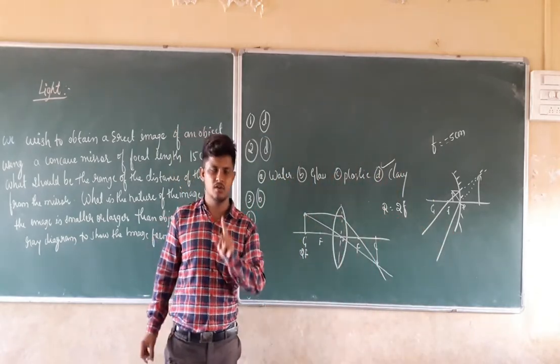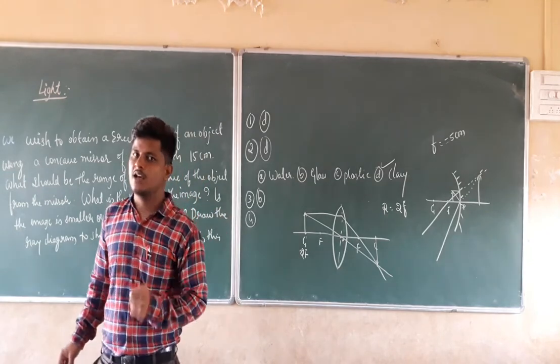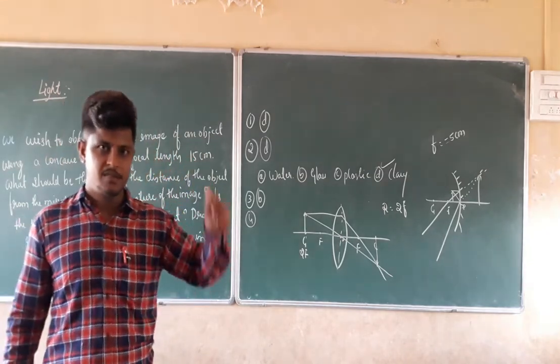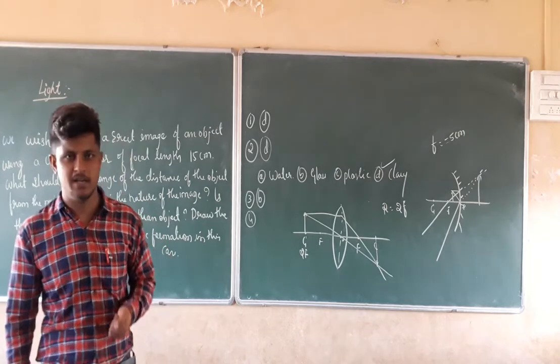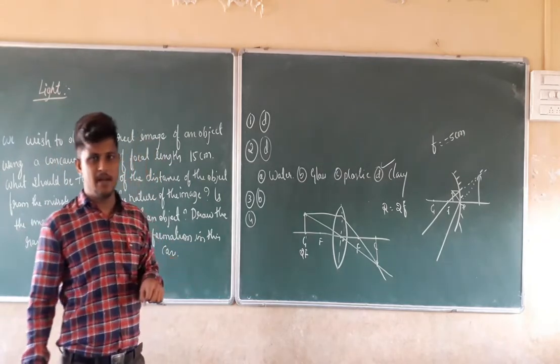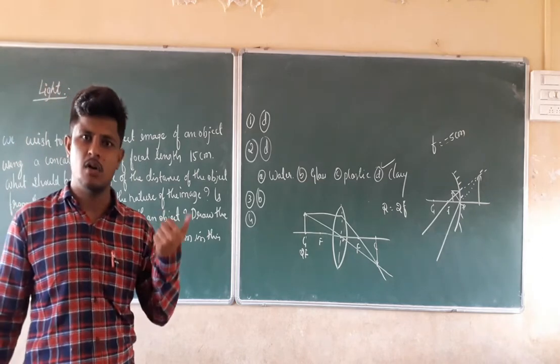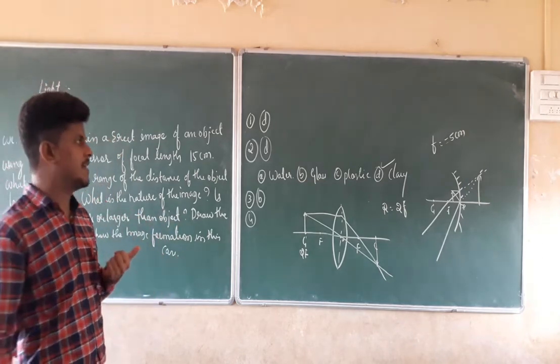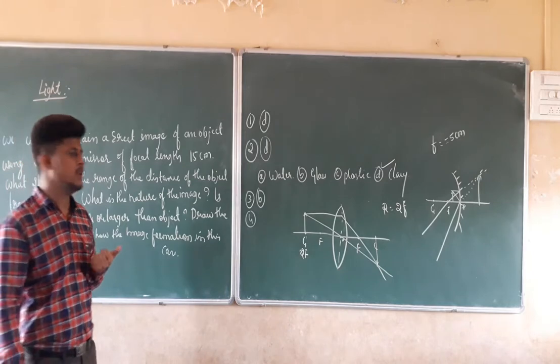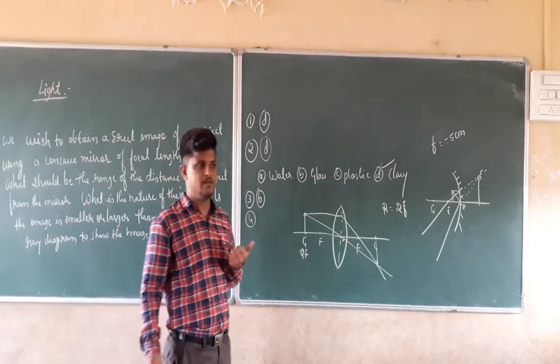If you remember, while discussing lens and mirror, in the Cartesian sign convention, I told you the condition that the focal length of the convex lens as well as convex mirror will be positive. In the same manner, the focal length of a concave mirror as well as concave lens will always be negative.